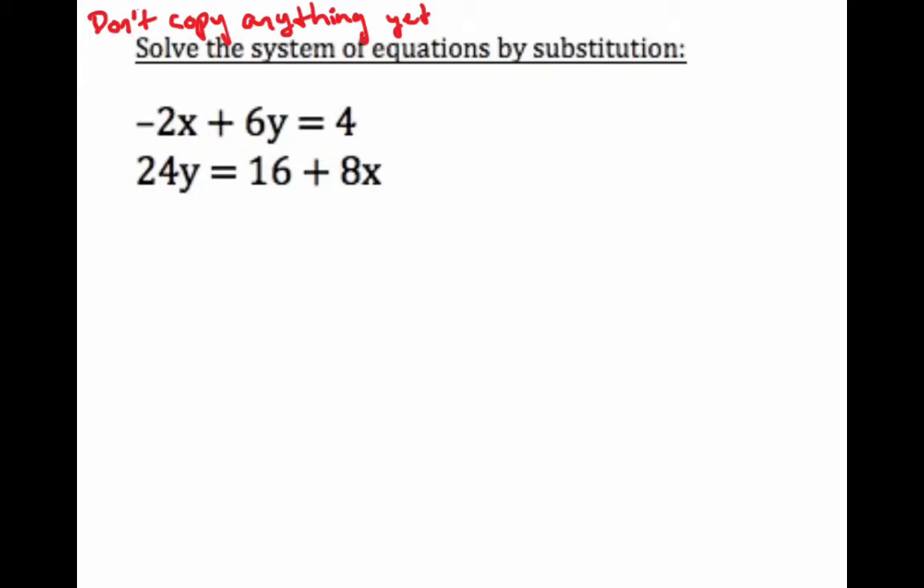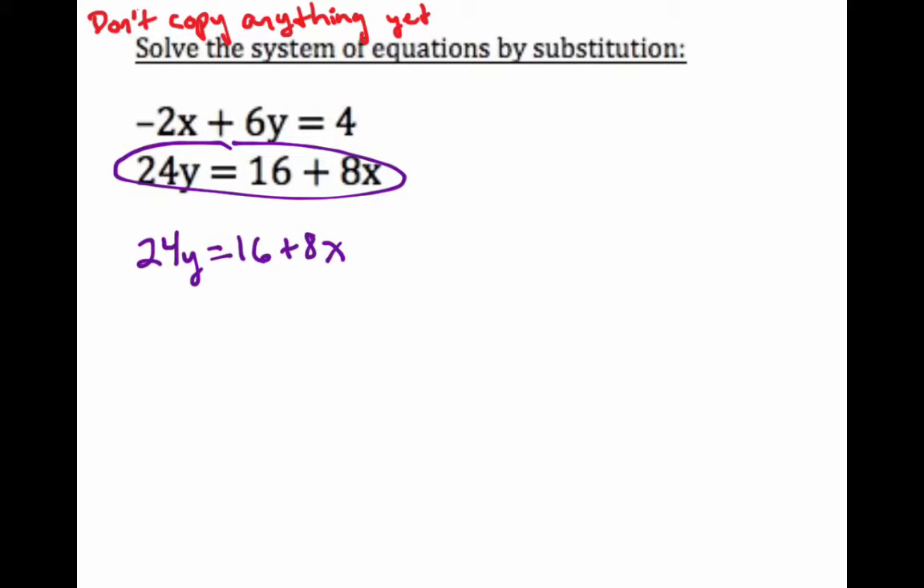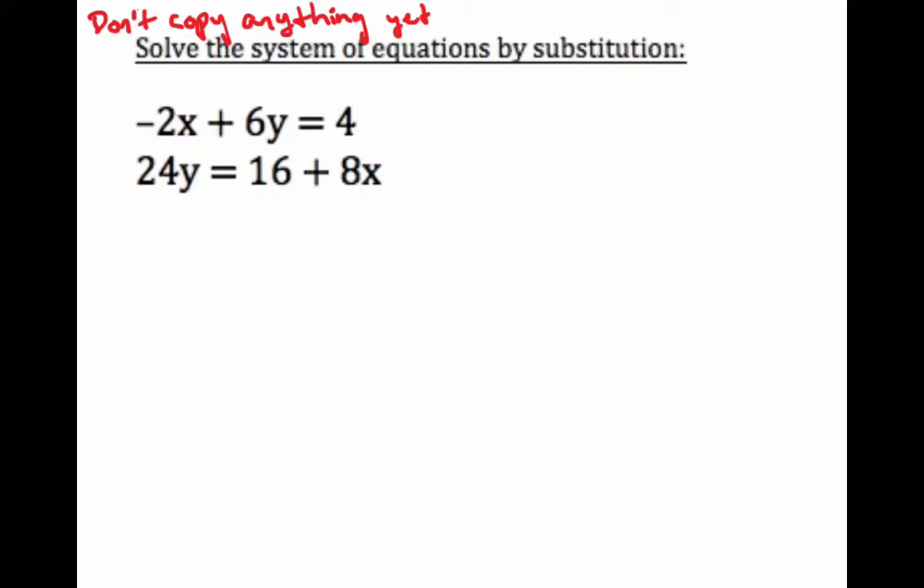You'll see why. So if I look at these equations, it looks to me like this one is easier to solve because I already have y on one side. I just need to divide each term by 24. But if I do that, what do I look at? Well, now I'm going to have really weird fractions here. And I don't know about you, but I don't like to work with fractions. So forget that one. So I'm going to solve the top one.